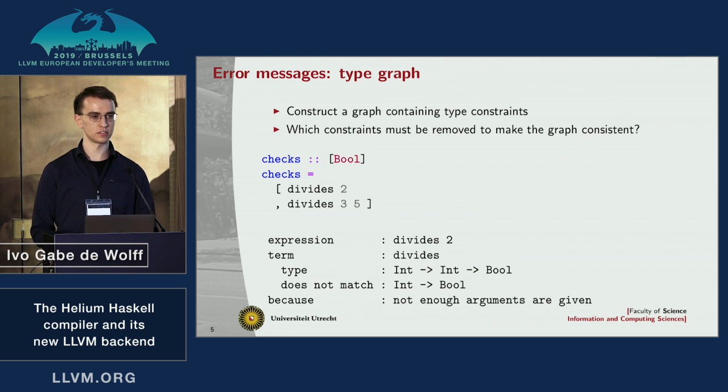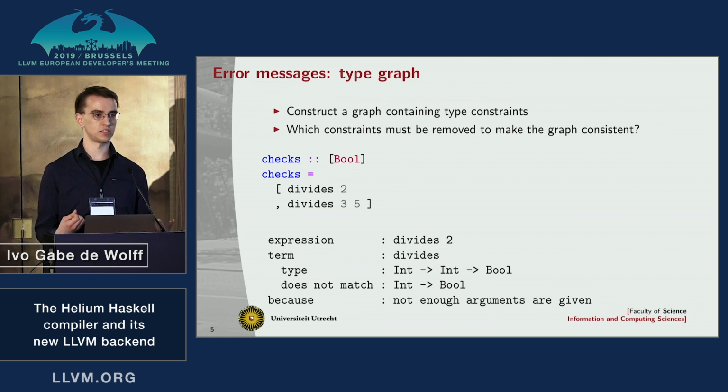So what a compiler does, if your program does not type check, it creates a type graph where the vertices denote type variables and the edges denote constraints between those types. And then we have some heuristics which decide which constraints should be removed to make the type graph consistent. And those constraints which are removed will be given as error messages to the user.